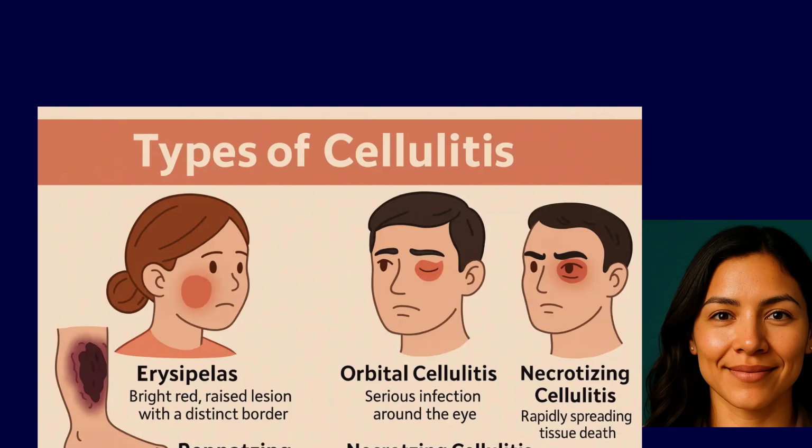Necrotizing cellulitis. This is a rare, life-threatening condition that you might know as flesh-eating bacteria. It's a true medical emergency that spreads rapidly through the soft tissue, leading to tissue death. Patients who are immunocompromised, diabetic, or have peripheral artery disease are at a very high risk. If not treated immediately, it can lead to sepsis, shock, and organ failure.